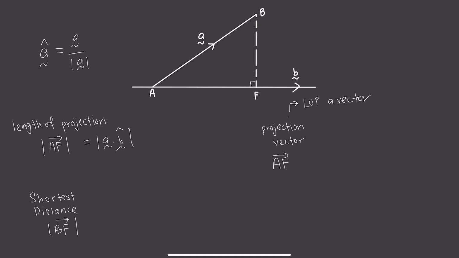Now, applying the unit vector into our length of projection formula, we can expand this out to give us modulus of A dot B over modulus of B. So that's what you can use to help us find length of projection.